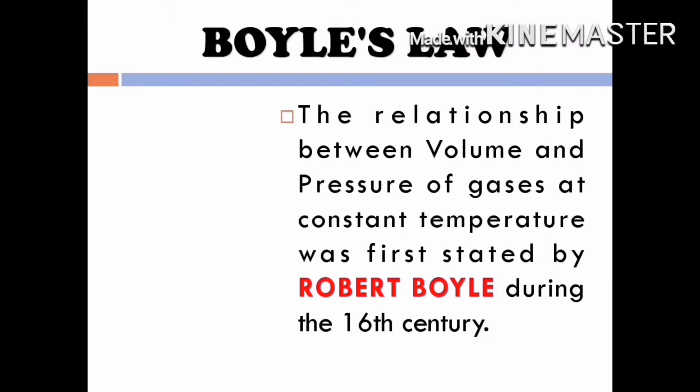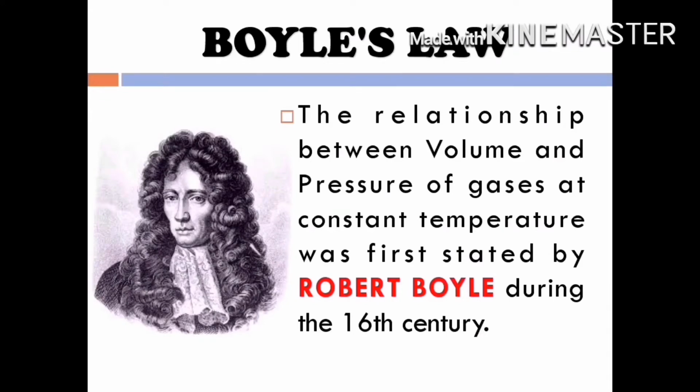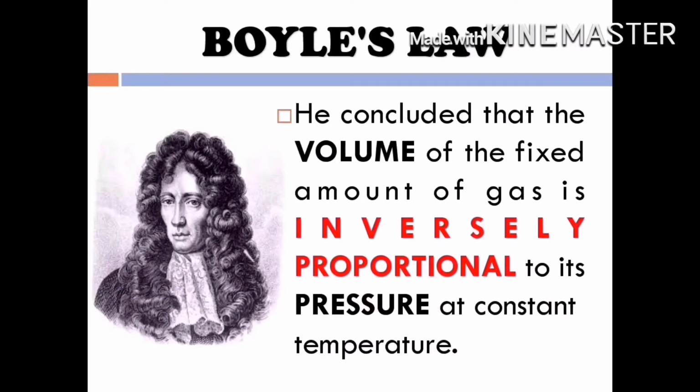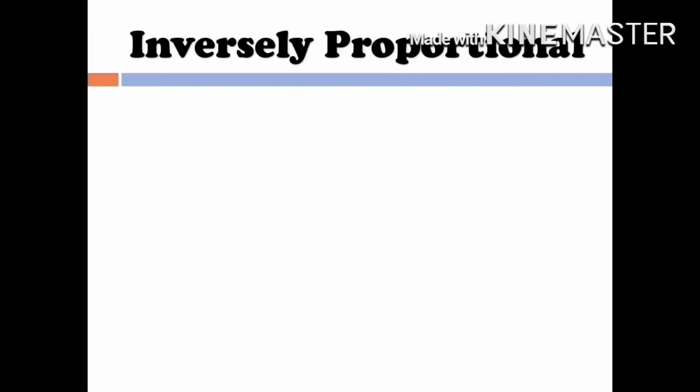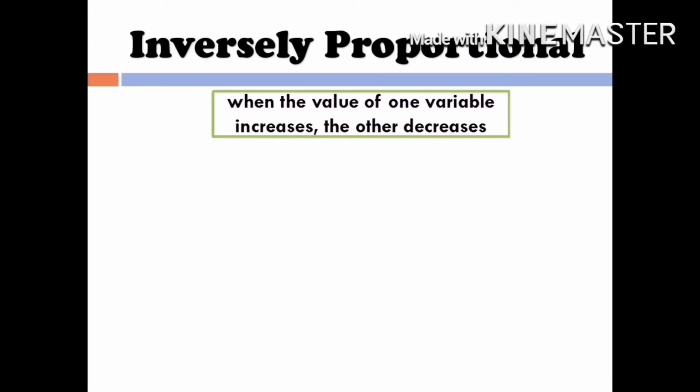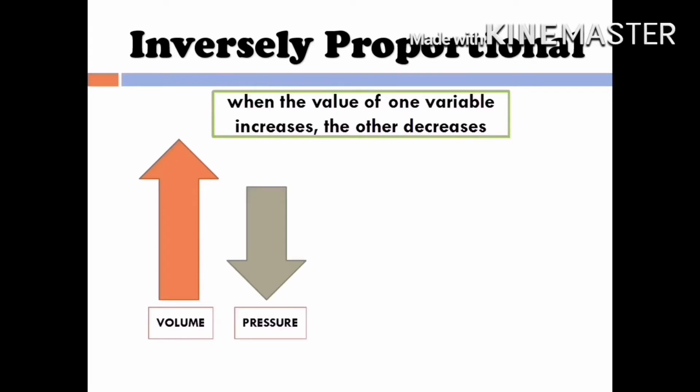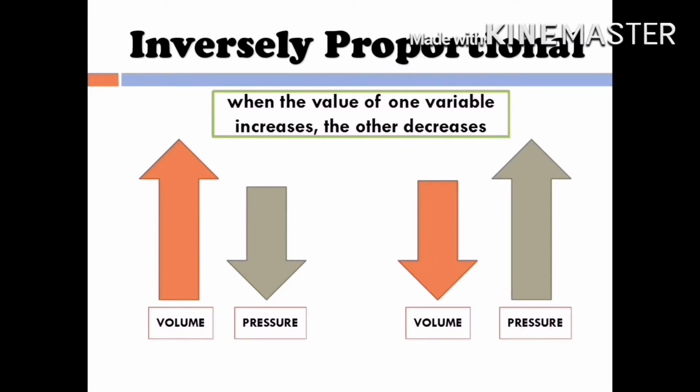The relationship between volume and pressure of gases at a constant temperature was first stated by Robert Boyle during the 16th century. He concluded that the volume of a fixed amount of gas is inversely proportional to its pressure at a constant temperature. Now, what do we mean by inversely proportional? Inversely proportional refers to the relationship between two variables where when the value of one variable increases, the other decreases. That is, when we increase the volume, the pressure will decrease, and when we decrease the volume, the pressure will increase.